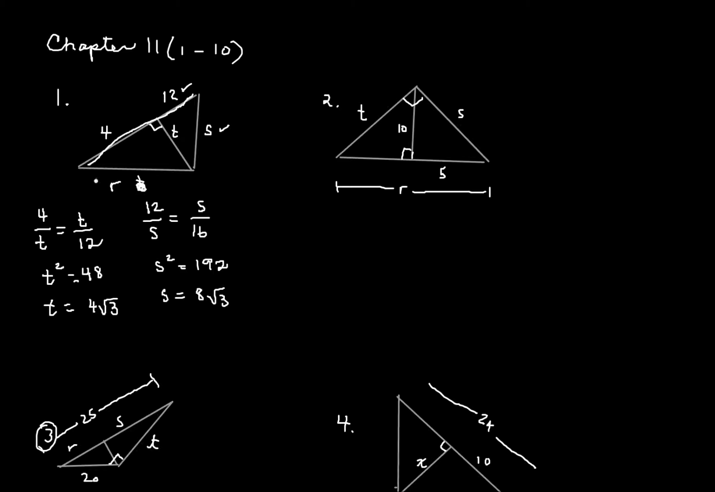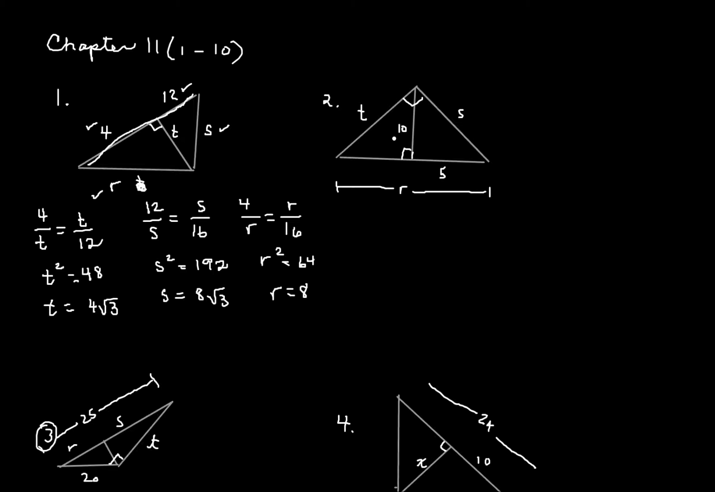Okay, let's move on to R. So R is the mean proportion, so we put it there, it's a leg, to the side closest to it, which would be 4, over the entire thing, which is 16 again. So we get R squared equals 64, R equals 8. Quick version of these problems. They get harder, so we'll slow down as they get harder.